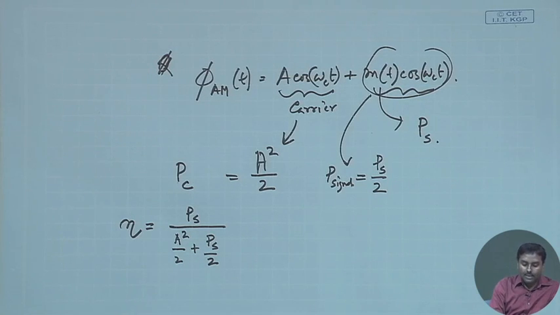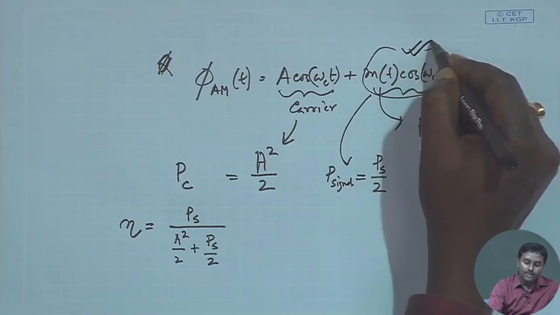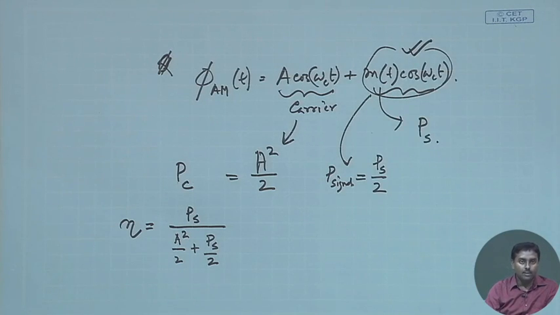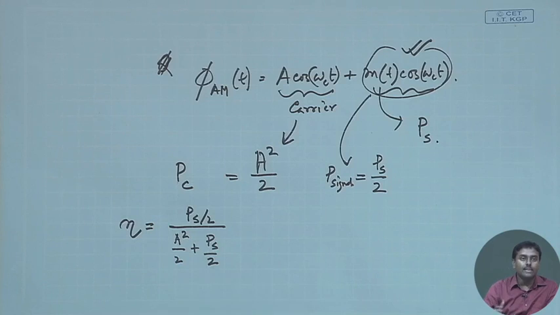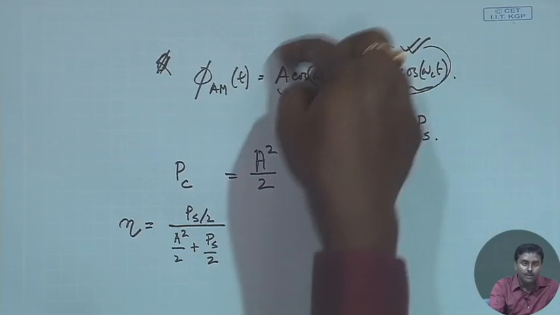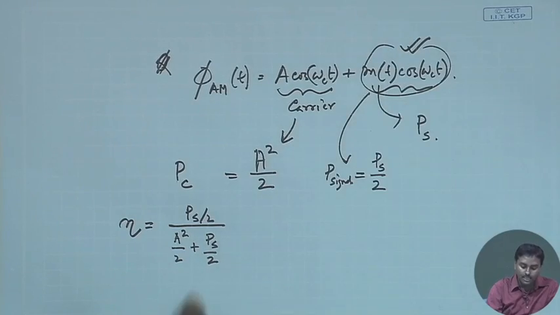If I compare it with DSB-SC, in DSB-SC I will be transmitting only this. So, how much will I be transmitting? PS by 2. That I would have eventually transmitted if I was transmitting DSB-SC. Now, because of this particular thing, I have to transmit power for this as well as power for this. So, this is the overall power I am transmitting.